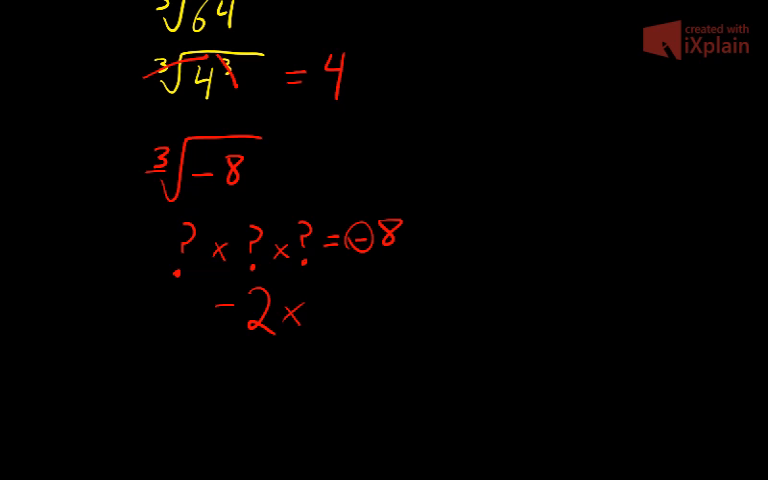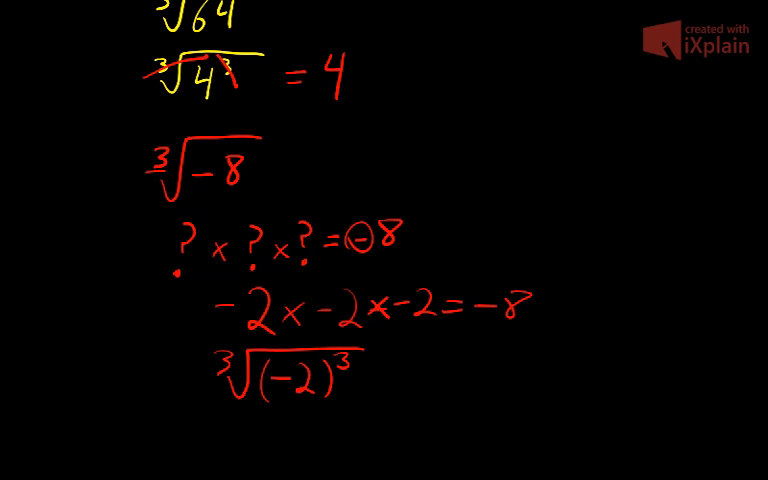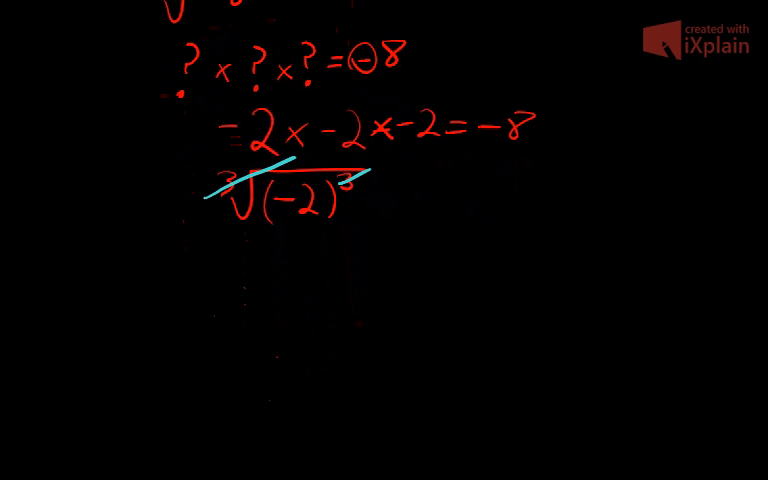So we can say that negative 2 times negative 2 times negative 2 is going to be negative 8, which means that we are now looking at the cube root of negative 2 cubed, and just like it did before, the cube root cancels out with the cube there, and we end up just with negative 2.